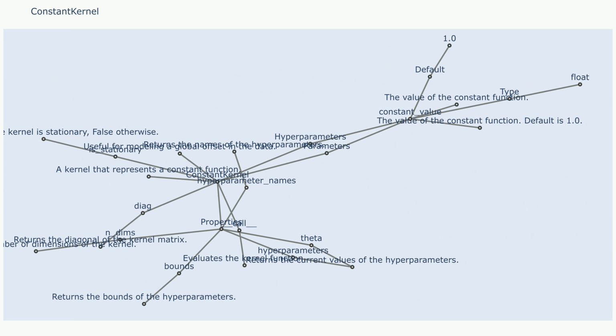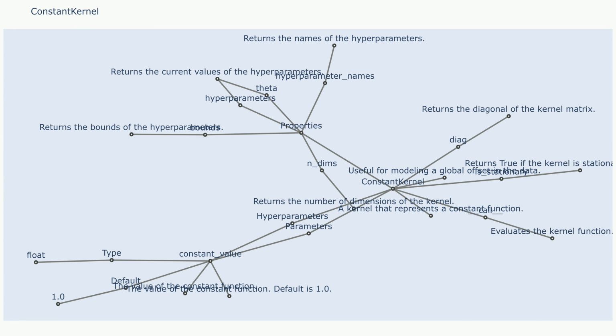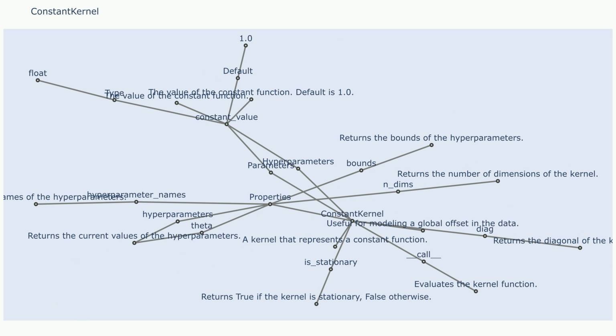The primary hyperparameter of the constant kernel is constant_value. It directly controls the overall scale of the output of the Gaussian process. This value is usually estimated during hyperparameter optimization. Optimization methods. Scikit-learn's Gaussian process regressor and Gaussian process classifier employ optimization techniques like gradient descent or L-BFGS to find the optimal value of constant_value that maximizes the likelihood of the observed data.